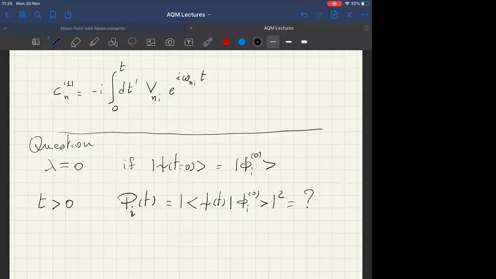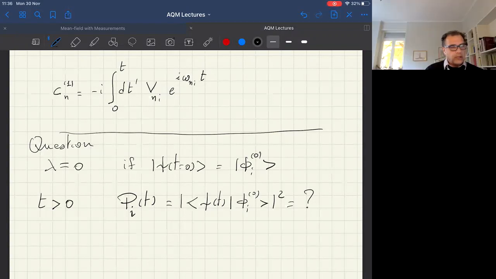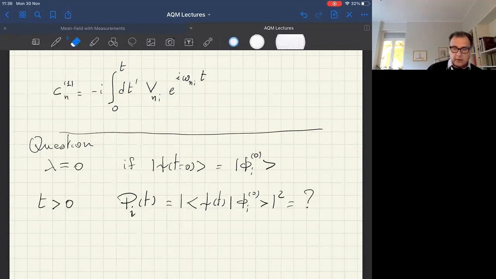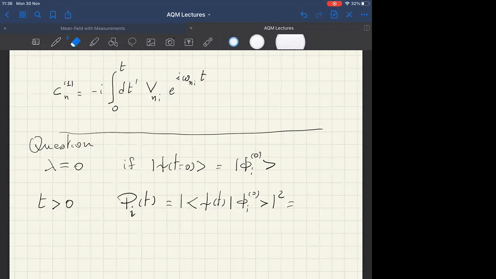I think it's 1 because I don't know. Is it connected to the previous one that you say CM0 equals to delta MI? No, I mean, it is connected, but yeah. So it's 1. Yeah, I think it's 1. Why it's 1? Because CM0 is equal to delta MI.